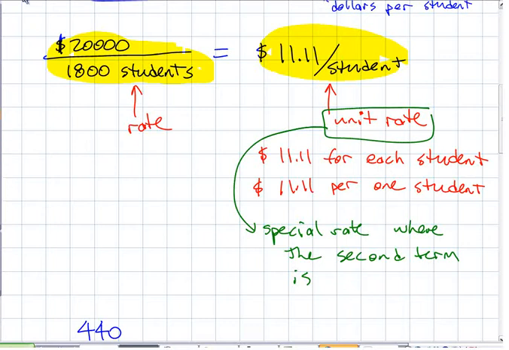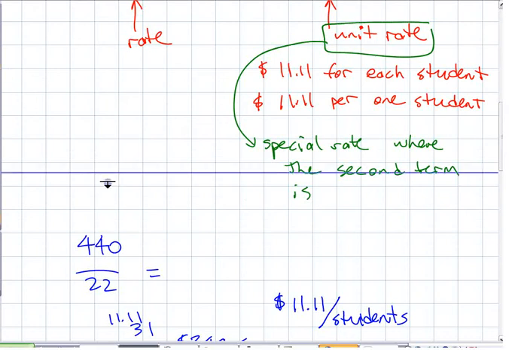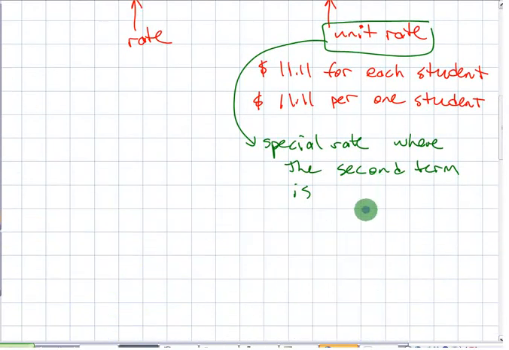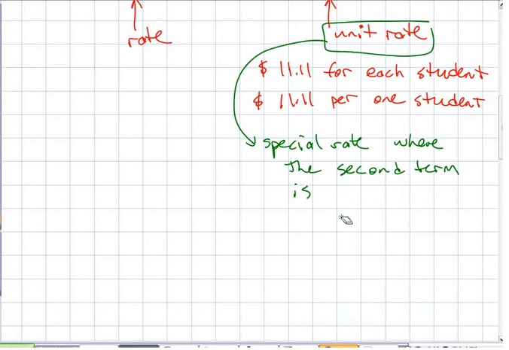How about that? How thick of a pen do you want here? 12? Yeah. Where the second term is, this is not going to be very good, but we need a lot of space for this big one here. Special rate where the second term is 1. That's a little gigantic, isn't it? That's a little overkill. How about this? 1. Okay, there. Second term is 1. A unit rate, the second term is 1.